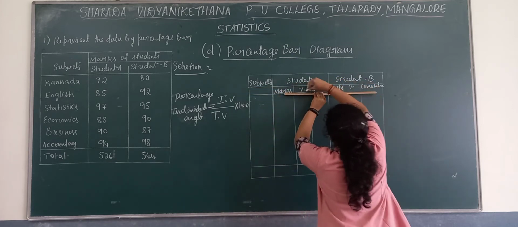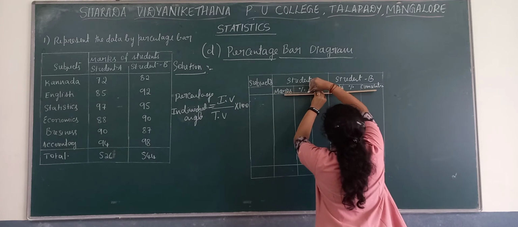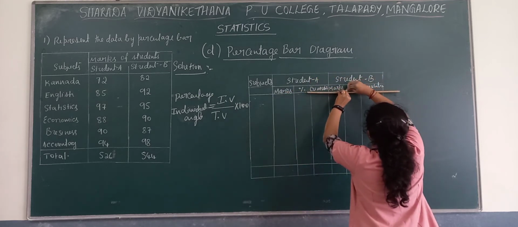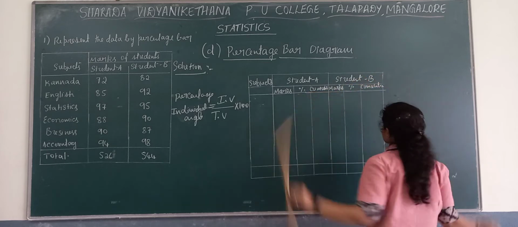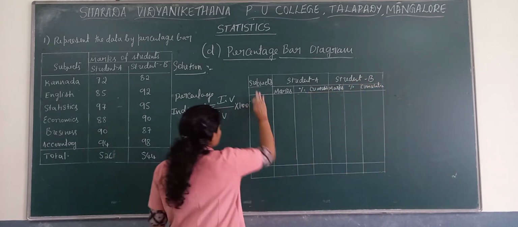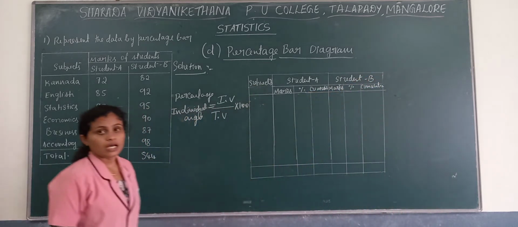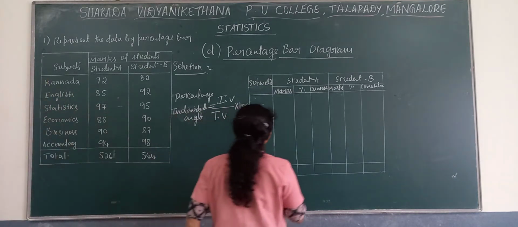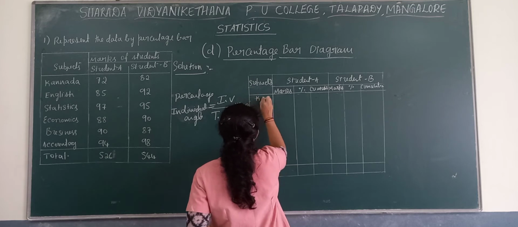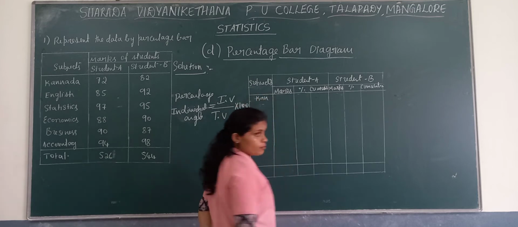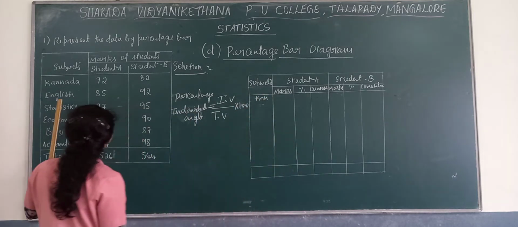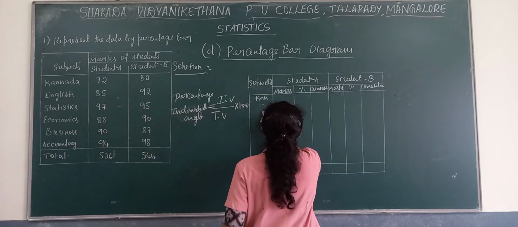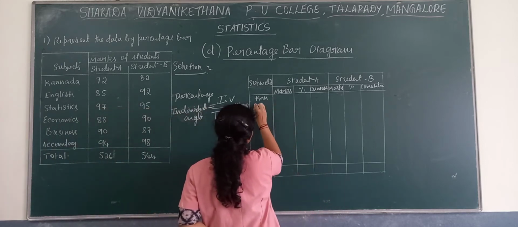Marks, percentage and cumulative values. Now here it is subject. Now we'll take the subjects that they have given. Your first comes, I'll write it in a short form, Kannada. Then the second subject they have given is English.